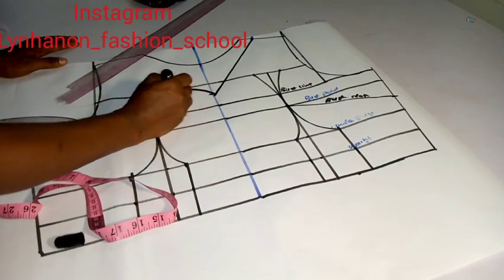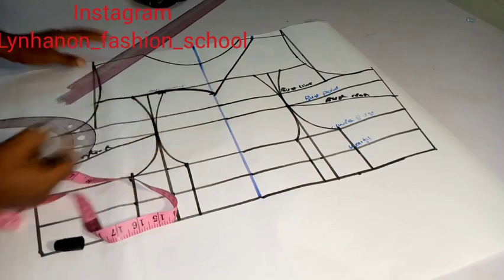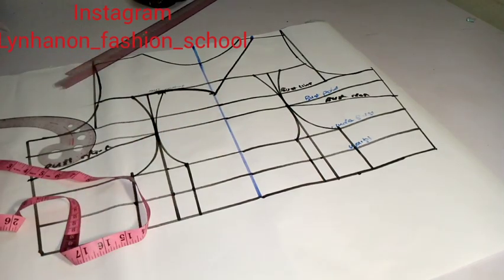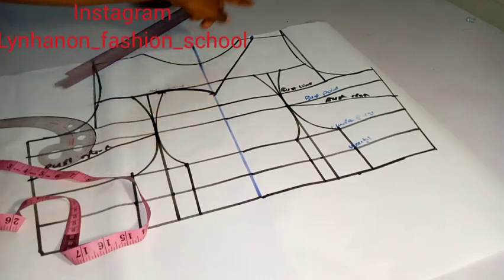So this is kind of the neckline that we're going to be having. So now there's one last alteration. So I'm going to be having a sweetheart neckline that comes like this and like this.